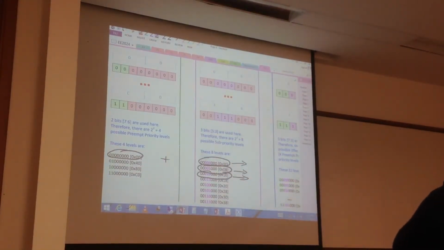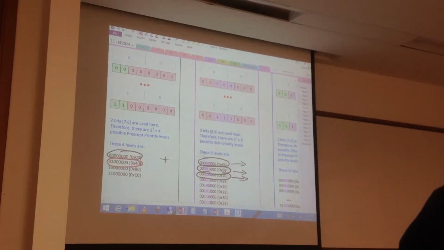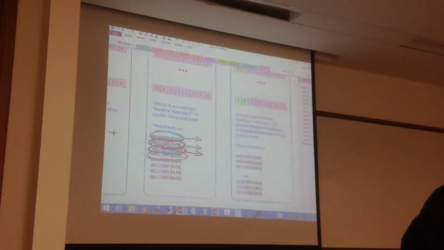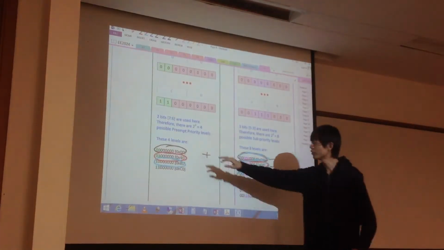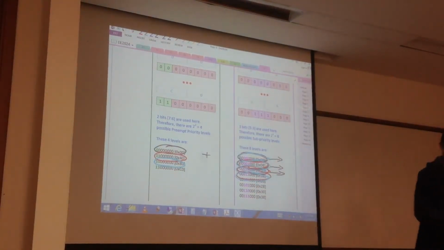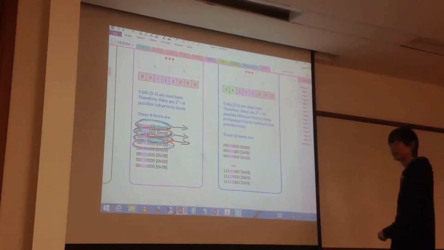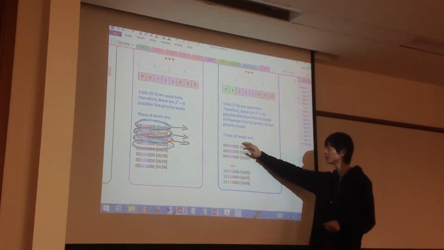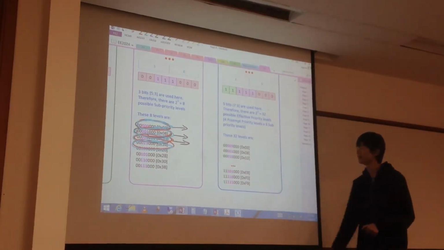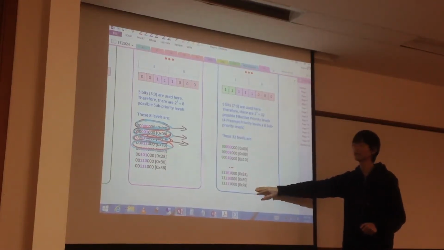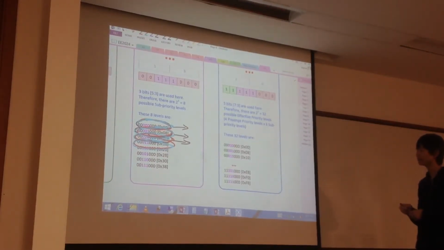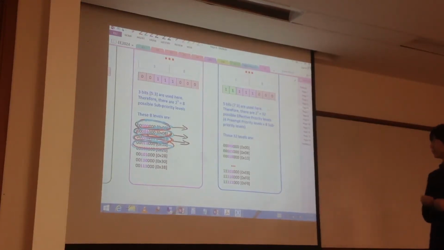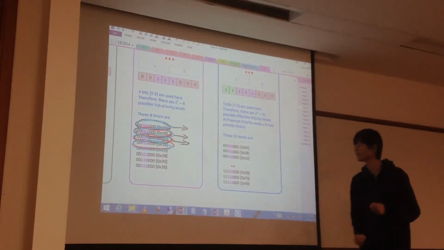So for each of the 4 preempt possibilities, you have another 8 possible cases. So you will have 4 possibilities times 8 possibilities. In all, you have 32 possible values, or 32 possible priority levels. So these are the 32 levels you can have for the priority field. Okay, 32 priority levels.